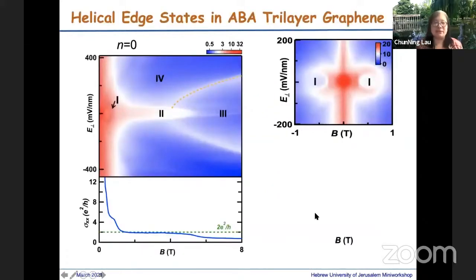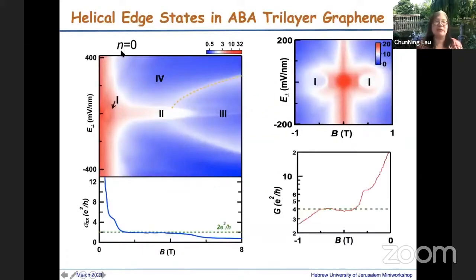In fact, this is what we have seen. This is data from the ABA trilayer graphene. We're plotting longitudinal conductance as a function of magnetic field, and the vertical axis is the out-of-plane electric field, which we can achieve experimentally by applying two gates. The difference of the gate voltages is proportional to the out-of-plane electric field. Sometimes we call it the displacement field.